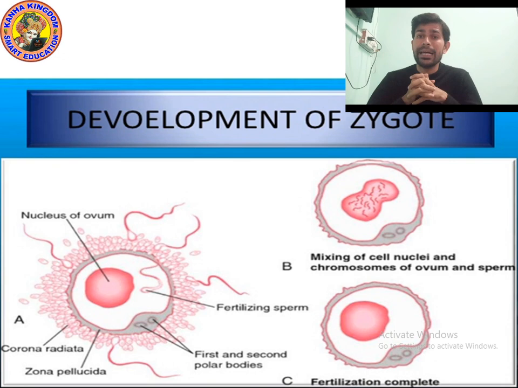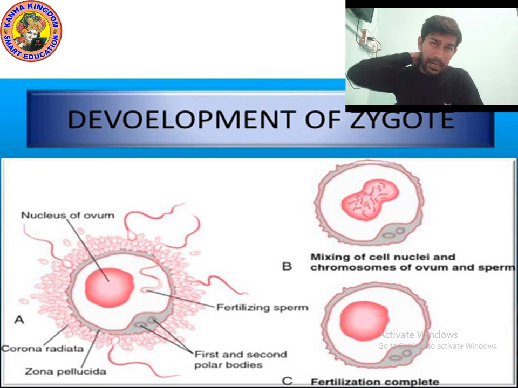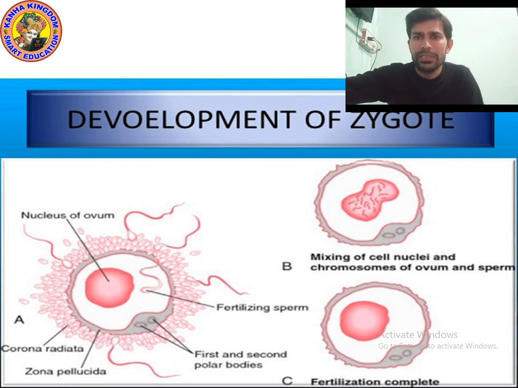Then the zygote develops into an embryo, and the embryo develops into a fetus. This process occurs. I hope you understood. Now let's move on to the next point.